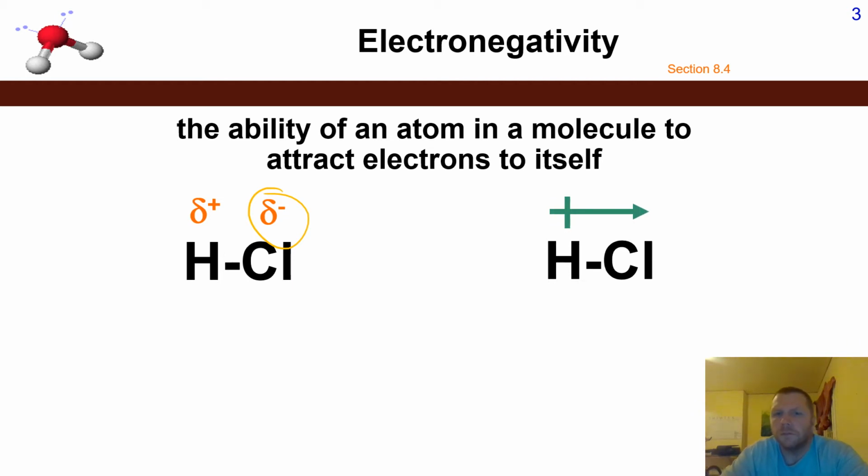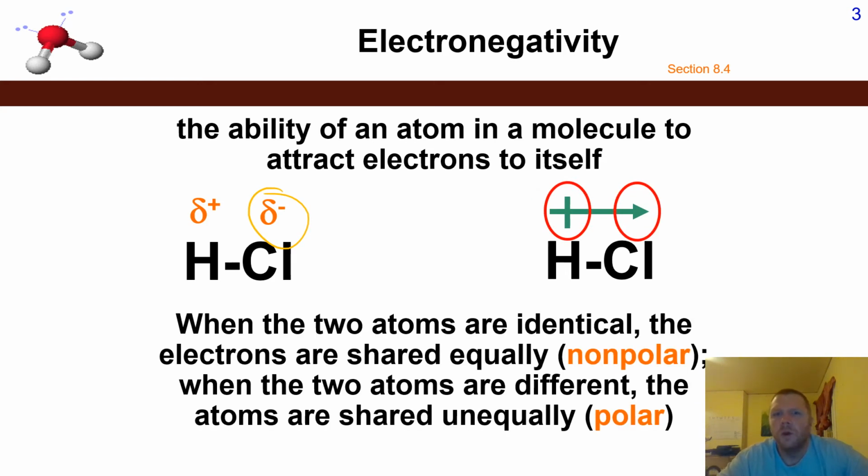Okay, so we use this arrow to basically show the directionality of the negative electronic charge. And so we land at something like this, with the arrow showing the partial positive charge of that molecule, and I guess the point of that arrow shows the partial negative direction there. Okay, when the two atoms are identical, the electrons are shared equally.